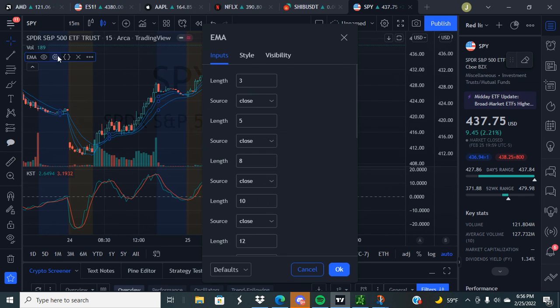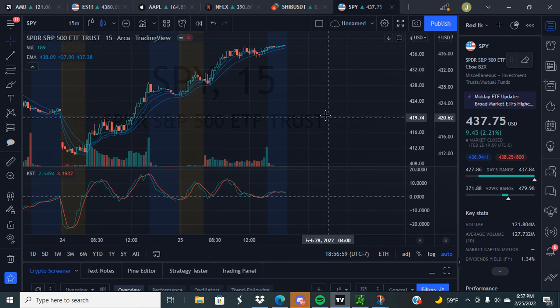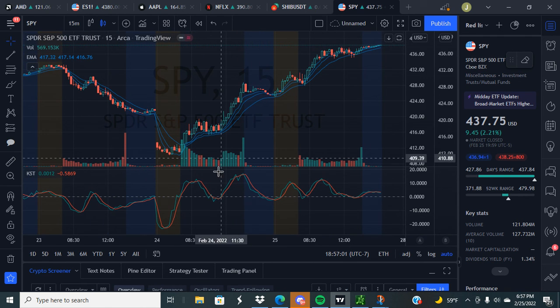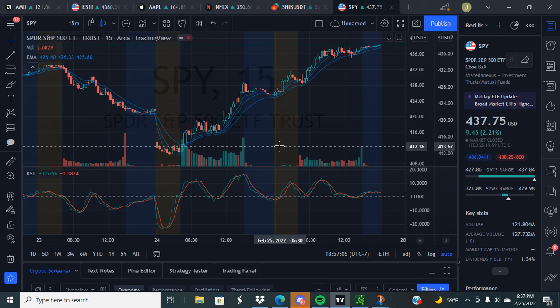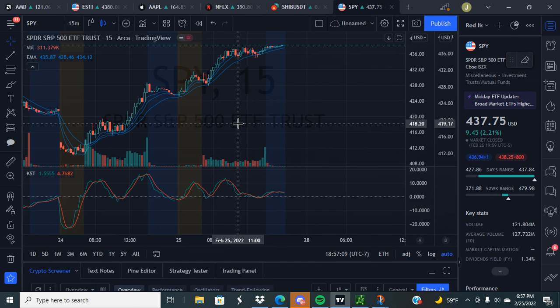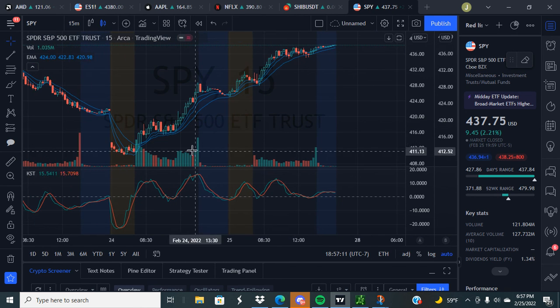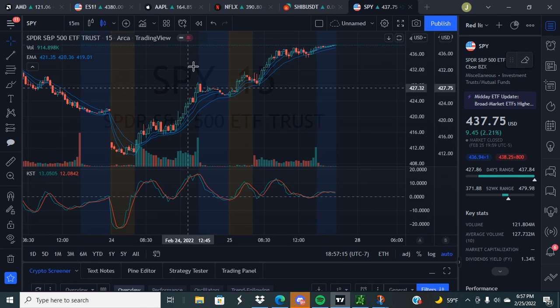You're going to want to pull up the 5 and the 8 EMA, and then you can even throw in the 15. Okay, so I've got the 5, 8, and the 15 EMA. Pretty much you're shorting everything below these EMAs, and these act as great resistance, and you're going long on everything above. You can see an obvious trend here on SPY over the past couple of days, and whenever it comes down to these EMAs, you're adding more.